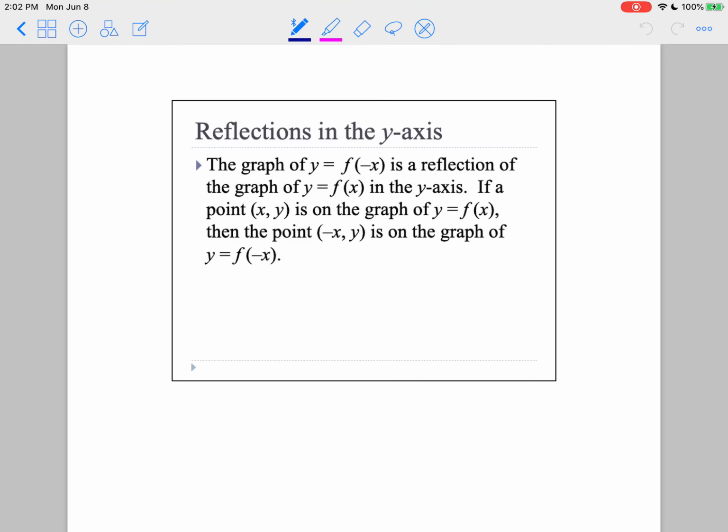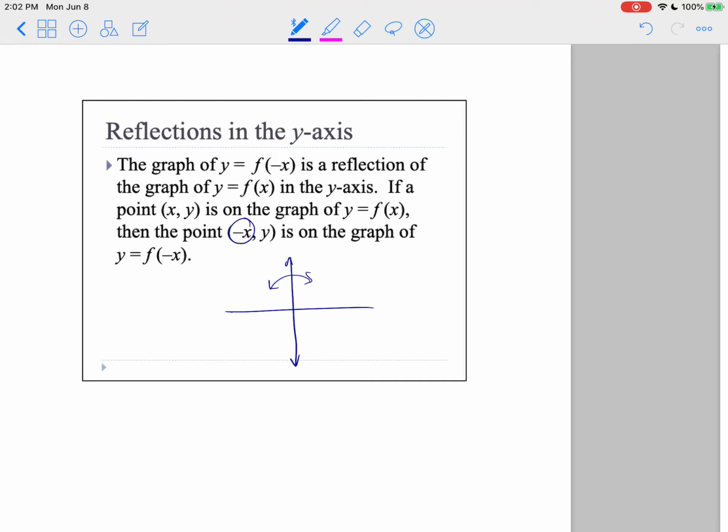Okay? So now let's look at reflections in the y-axis. Now you can see here that this negative is inside my function f of x. And so if it's inside, it affects horizontal things. And so now our reflection is over some vertical line, which means we're actually moving things horizontally. And so if the point (x, y) is on the graph of f of x, then the point (negative x, y) is on the graph of f of negative x. Notice how it's the x value that gets changed. It's the horizontal that's getting changed.